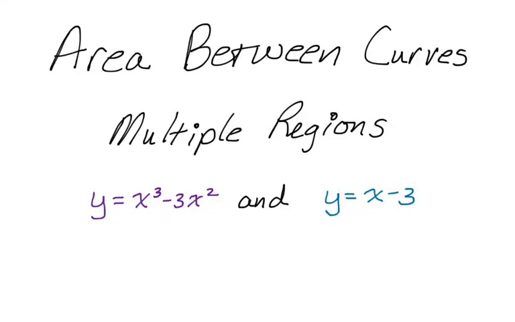Okay, in this video we are going to find the area between curves where there are multiple regions involved. So we're specifically going to deal with y equals x cubed minus 3x squared and also y equals x minus 3. So that's what we're going to deal with.